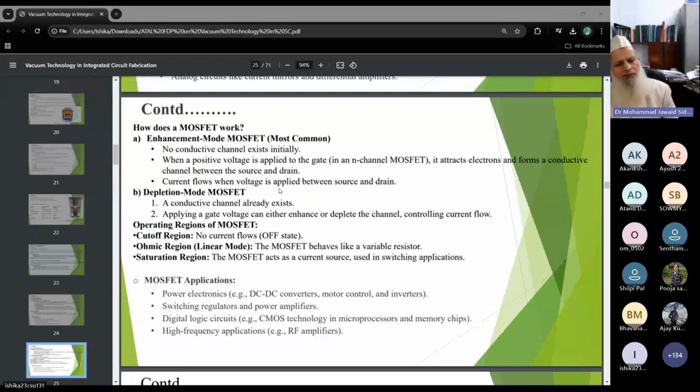And if we apply a voltage on the gate more than the threshold voltage, then it will start conducting. Initially, that current is proportional to the voltage between drain and source, so that is why it is known as the linear mode. And then after a certain voltage, the current saturates. That is known as saturation. And these are the various applications of the MOSFET. Please go to the next slide.